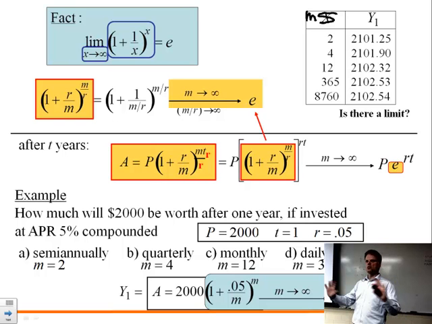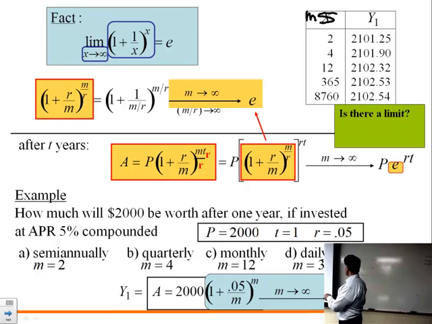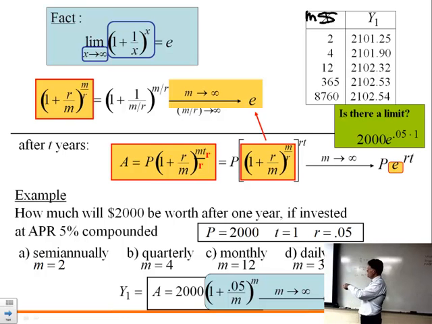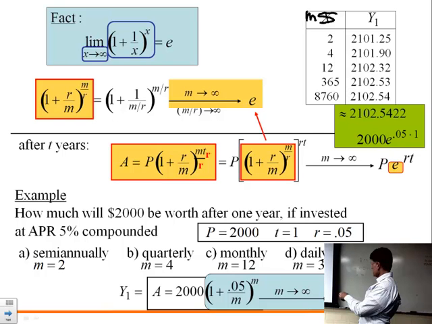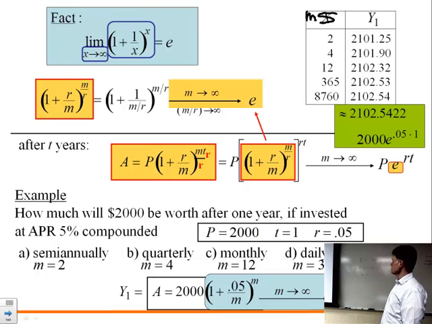This is the formula for how much you have after t many years. Now notice there's no more m. This is called compounding continually or continuously. You get a very simple formula. You take the interest rate times the number of years, take e to the power of that, and multiply by the principal. That's your amount. And if you do that, here's what you actually get. You get 2102.54 and a bit more. So that is in fact the limit. It's just a tiny bit more than this.